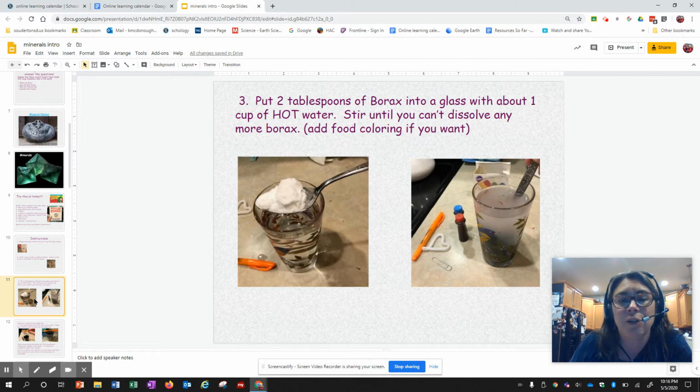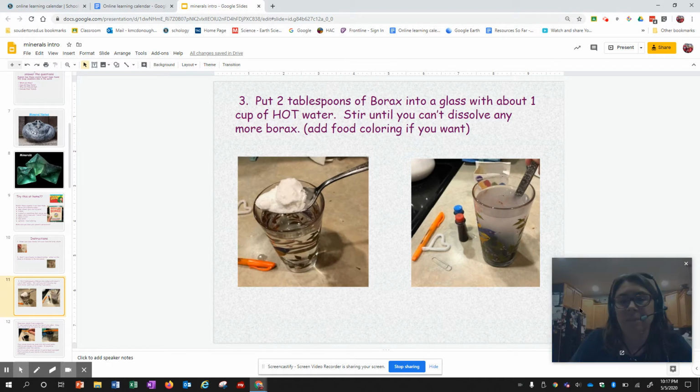And then you're going to add about 2 tablespoons of borax. This is not an exact measurement. I just grabbed a big spoon out of the drawer and scooped out 2 scoops of borax. Now, borax is soap, so it's not edible. It's not something that you want to eat. It's a salt. Salt is anytime you have a chloride and a halogen mixing together. So definitely don't want to eat that.